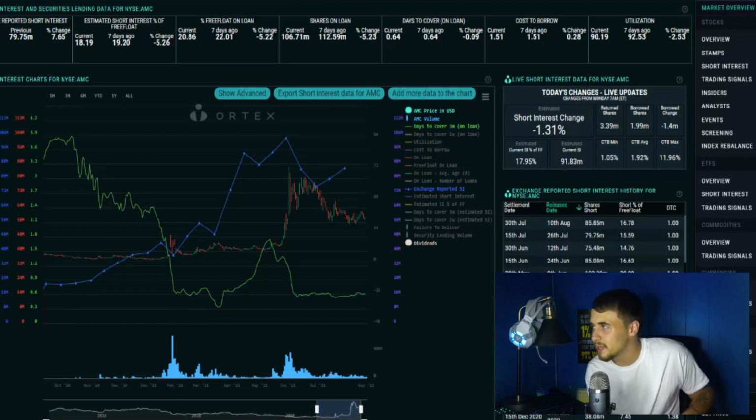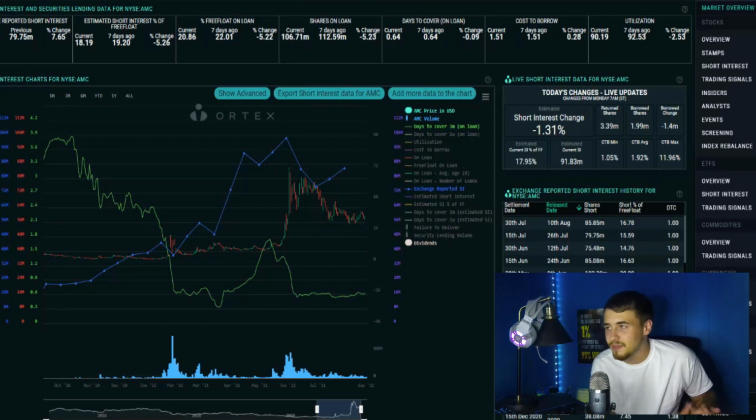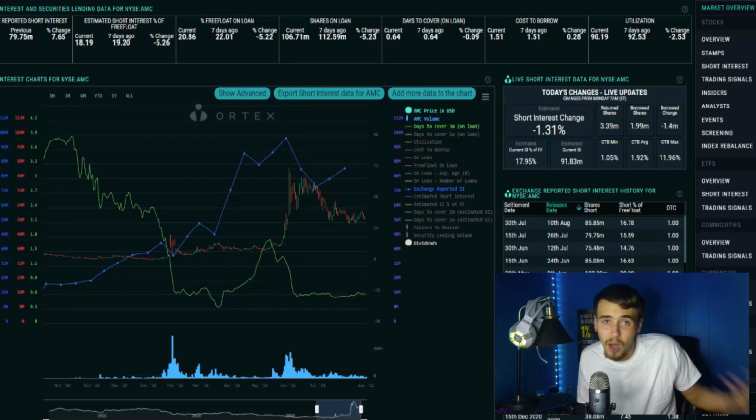Now, the share utilization is at 90.19%, which is, there's a good and bad about this. If you guys have not heard my philosophy about this, I'm going to give you guys the brief rundown. And the share utilization coming down is not necessarily a bad thing. That just means there's more shares available to be sold short. And to see the short interest go up, which we want to see, you have to see more available shares that could be sold short.